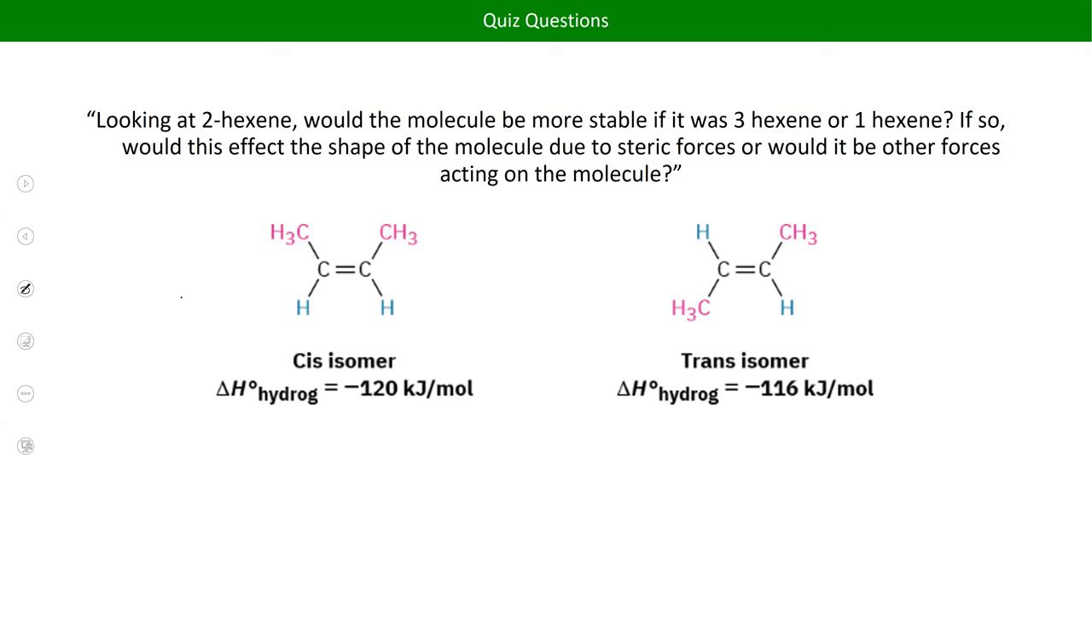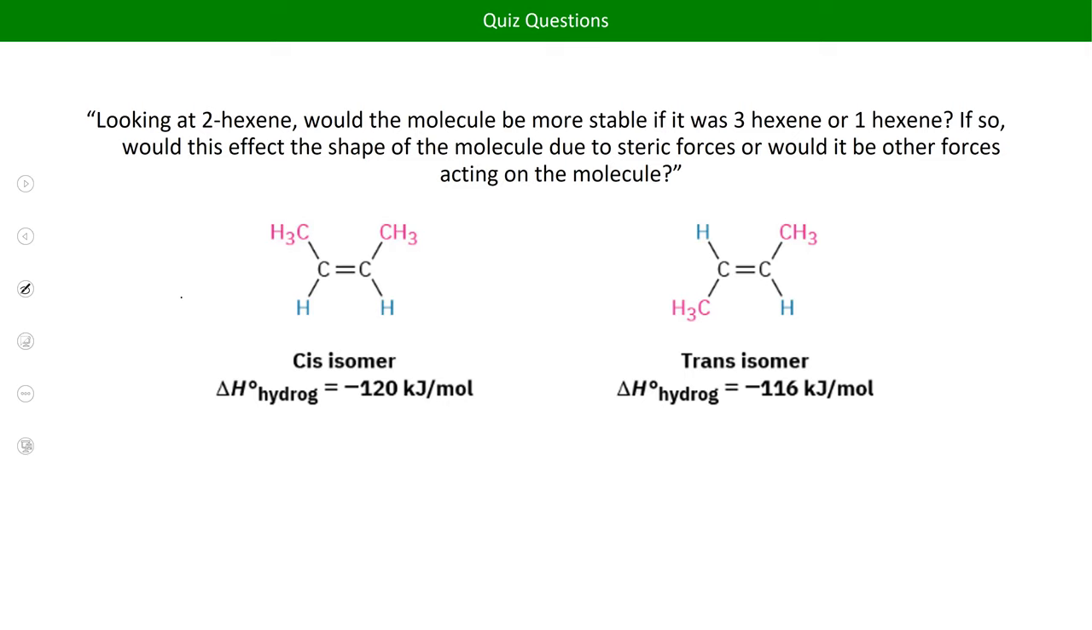So remember, we looked at heat of combustion before when we were looking at steric forces. Heat of hydrogenation is even more specific because we're not taking everything and turning it into CO2 and water. All we're doing is looking at the carbon-carbon pi bond and adding a hydrogen to each side. So we break the pi bond and we make two new sigma bonds. So that one's really, really focused. It doesn't matter at all how big the molecule is.